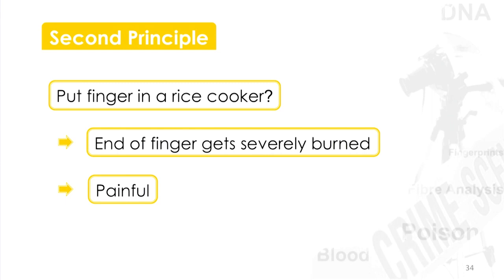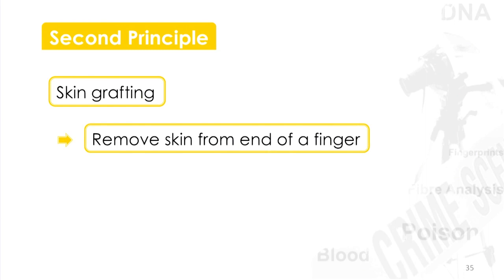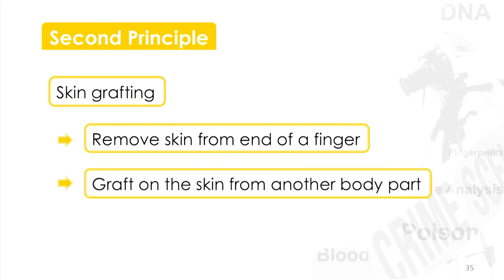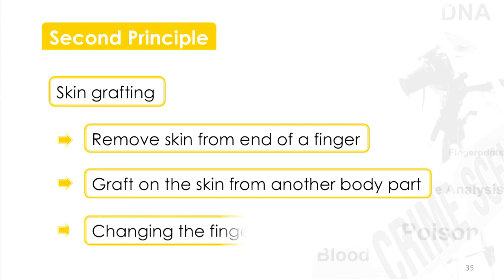And one way that is being used is skin grafting. And this is just like a skin transplant. A doctor removes the skin from the end of the finger and grafts on skin from another part of the body, such as the feet. So this is not eliminating the fingerprint, but is changing the fingerprint. The old fingerprint disappears, and the new fingerprint will be from the friction ridges from whatever part of the body was used, such as the soles of the feet.